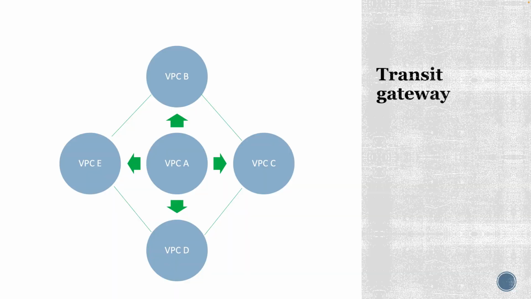But we have another option, and that is to set up transitive peering with the transit gateway. And again, we're going to be taking a deeper dive into transit gateway, but Transit Gateway allows transitive peerings. So all the VPCs, A, B, C, D, and E, can all communicate with each other.